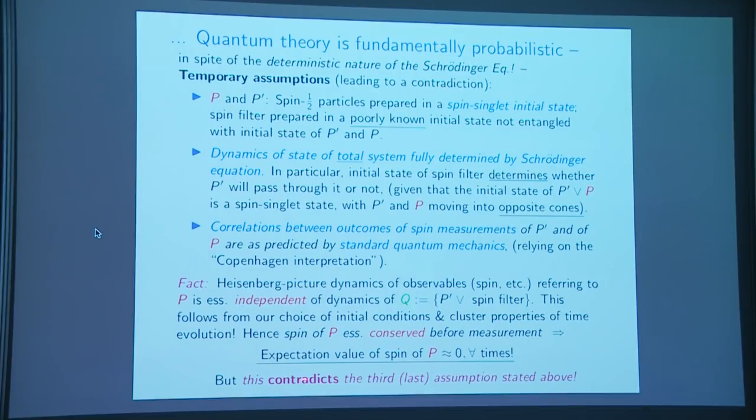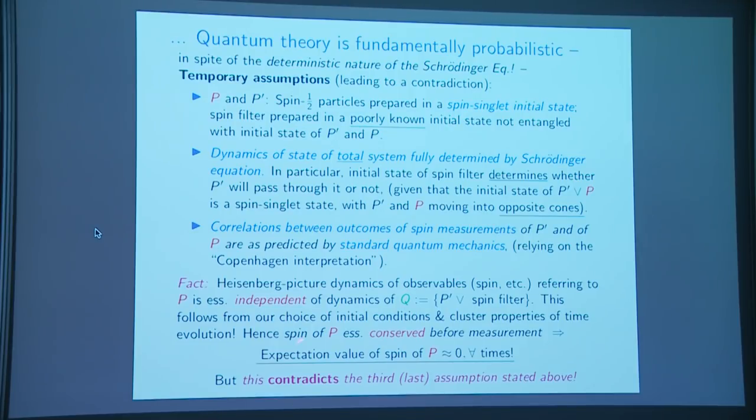Here one has to do some analysis. It's not a totally trivial statement. Well, it then follows that the spin of particle P is essentially conserved up to very slow, small corrections before it will eventually be measured, say, in a Stern-Gerlach experiment. But P and P prime were initially in a spin singlet state, so the expectation value of the spin of P will be the way it was at time zero, namely close to zero for all later times.